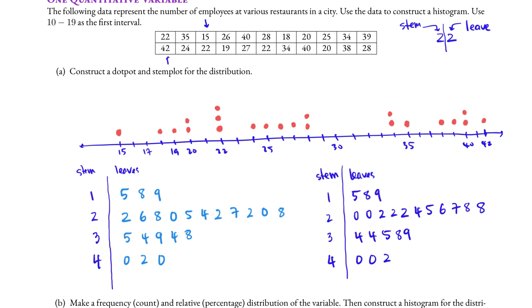So we would write 1, 1, 2, 2, 3, 3, 4, 4. So now there should be 2 stems, 1 in the split stem. We would put the values between 0 and 4 in the first stem 1, and we would put the leaves between 5 and 9 in the second stem 1.